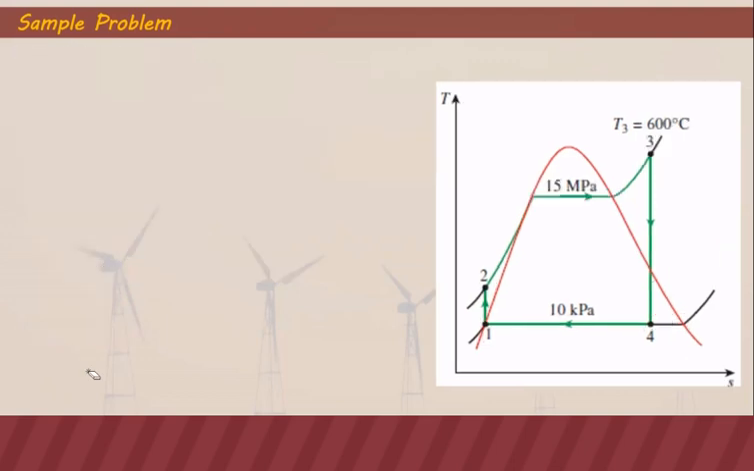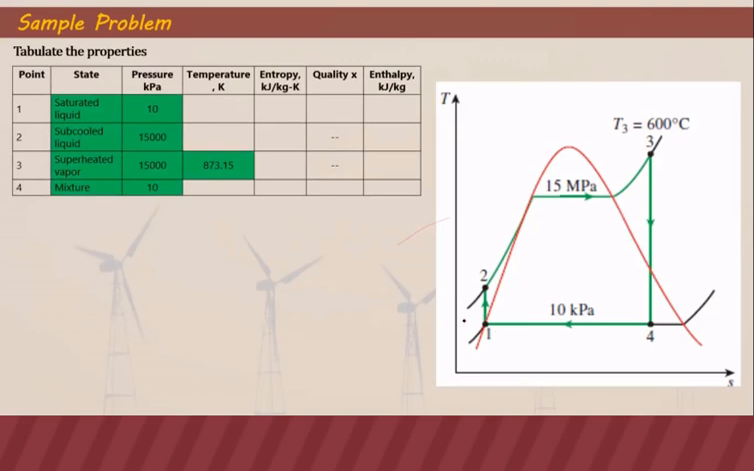Finally, the third modification is using the same temperature of 600 degrees Celsius, but this time we increase the boiler pressure. Basically, we're asking what the effect on thermal efficiency will be if we increase the boiler pressure from 3 megapascal to 15 megapascal. Obviously, point 2, point 3, and point 4 will be affected, but point 1 will be the same because there's no change in the condensing pressure.